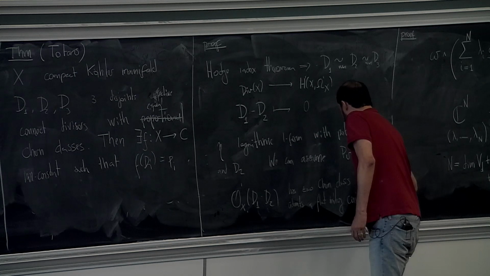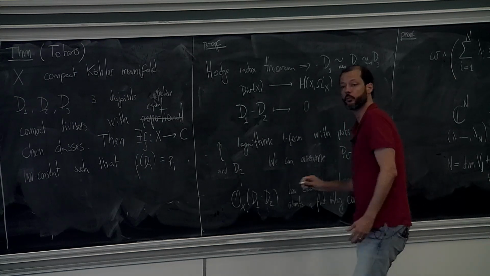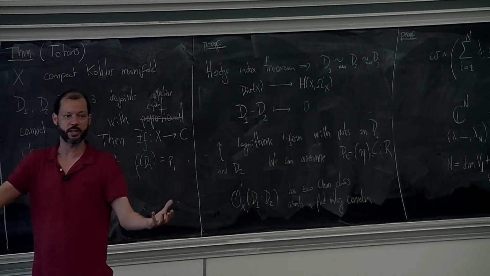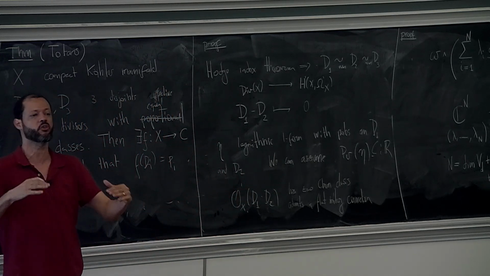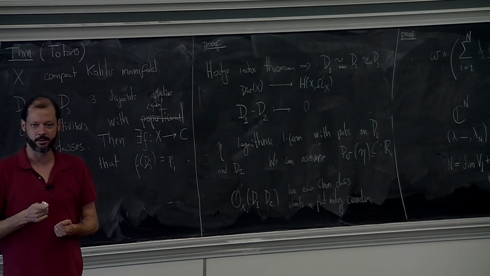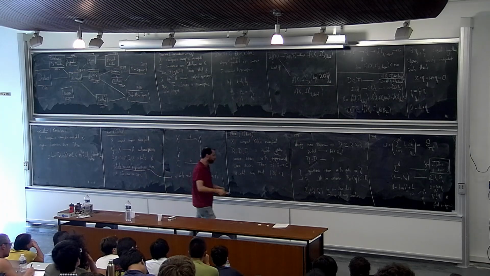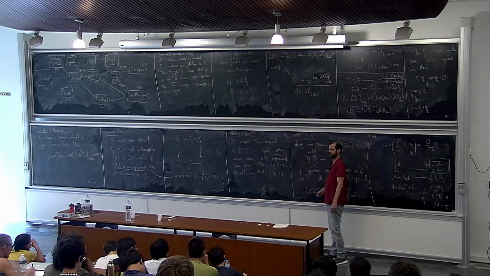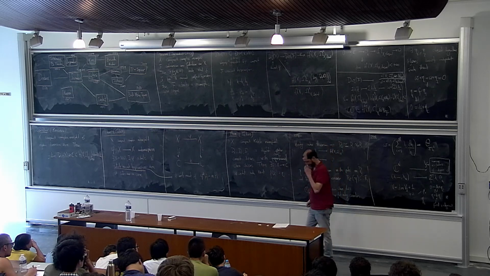And as was already explained to you, if I have a connection on a line bundle, I have a foliation on the total space of the line bundle defined by the horizontal sections of the connection. And I can pull back this foliation using the rational section, or the meromorphic section, that I have. And this is eta. Okay?